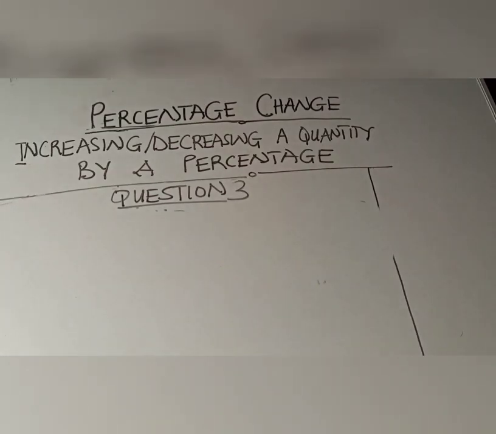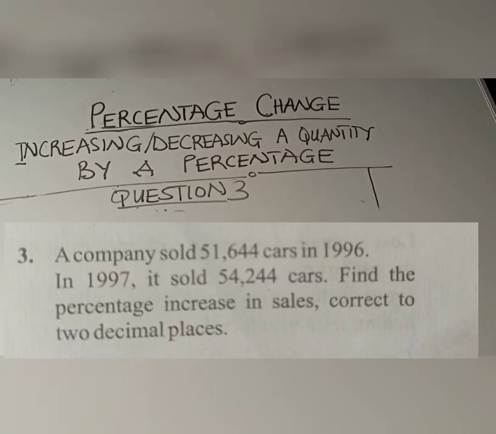Okay, so the third question, as you see on the screen, says a company sold 51,644 cars in 1996. In 1997, it sold 54,244 cars. Find the percentage increase in sales, correct to two decimal places.